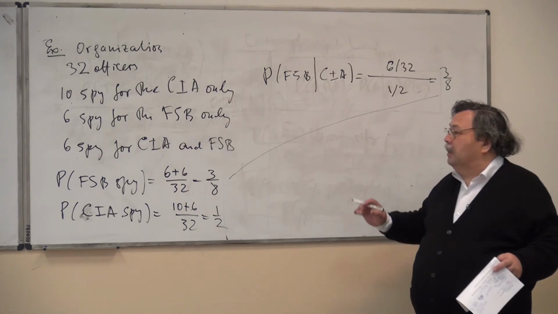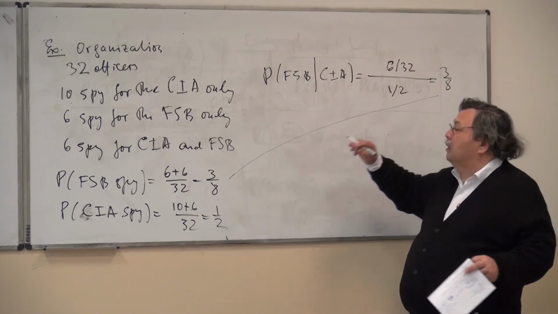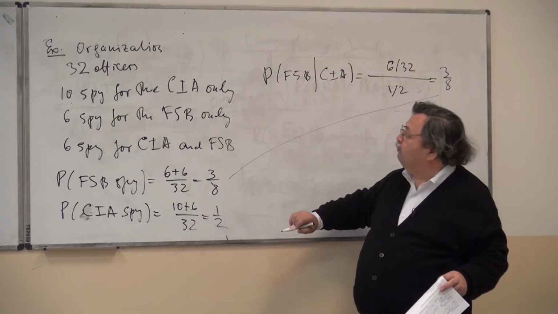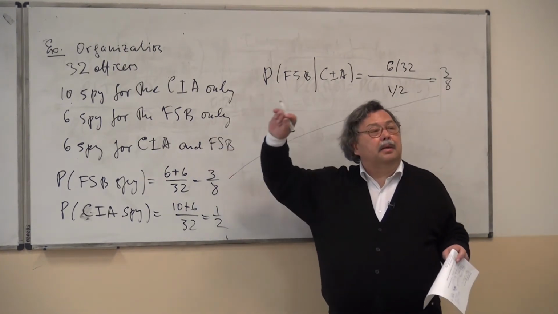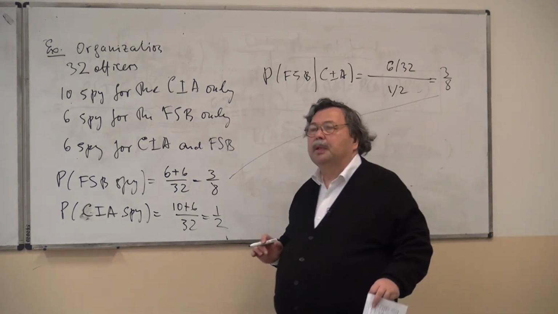So these two events are independent. And of course, you can arrive at the same conclusion if you divide 6 by 32 and compare it with the product of the two respective probabilities.